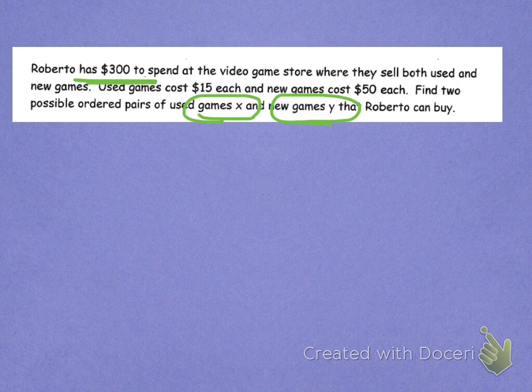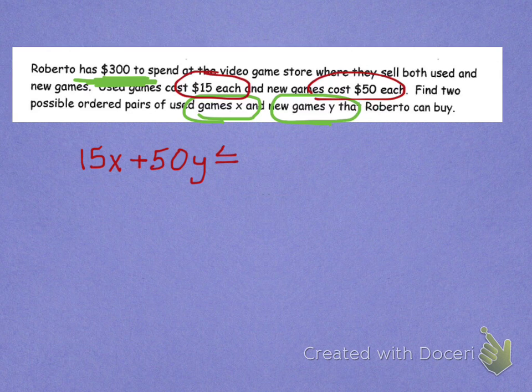The idea that he has $300 to spend tells you that he can spend $300 at most. And then we want to incorporate the cost of each into the inequality. So translating that, the used games are X, and they're $15 each. That gives us $15 for each used game, plus the cost of $50 for each new game, Y. And of course, that has to be less than or equal to $300. Now we're not incorporating any tax there, so of course we would want to stay under that $300.